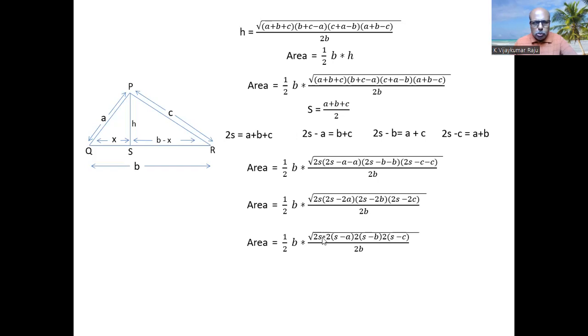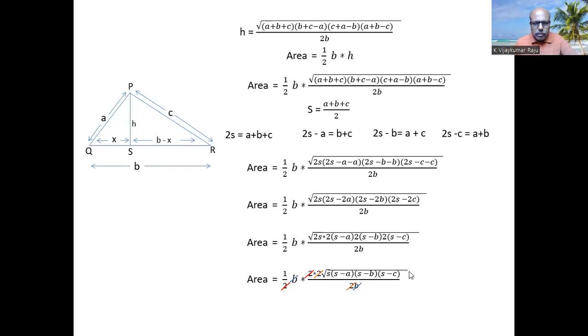Take out 2 common, 2s. From this bracket 2 comes out, s minus a. From this bracket 2 comes out, s minus b. And from this bracket also 2 comes out, s minus c. So when two 2's are there inside, one 2 will come outside the radical sign. And here also we have got 2 2's. So one more. So that means 2 2's will come outside the radical sign. So it will be 1 by 2b, 2 into 2, s, s minus a, s minus b, s minus c. Here this b gets cancelled with this b. This 2 cancels with this 2. And this 2 cancels with this 2.